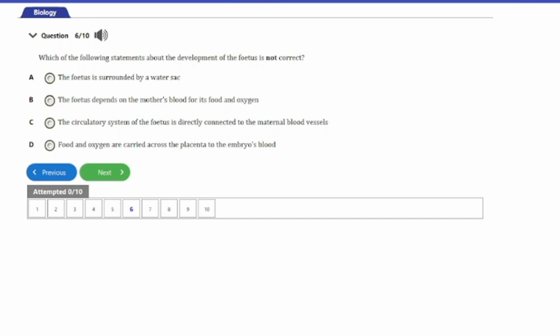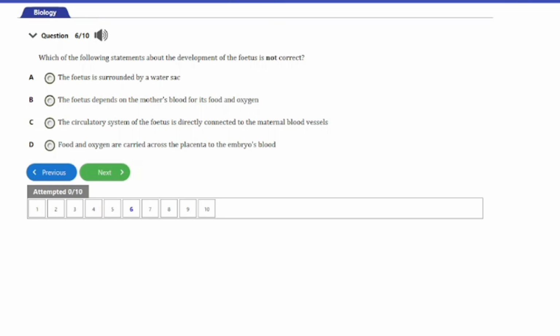It says, which of the following statements about the development of the fetus is not correct? A, the fetus is surrounded by a water sac. B, the fetus depends on the mother's blood for its food and oxygen. C, the circulatory system of the fetus is directly connected to the maternal blood vessels. D, food and oxygen are carried across the placenta to the embryo's blood. So guys, the option here that is not correct for the developing fetus is option C. The circulatory system of the fetus is directly connected to the maternal blood vessels.